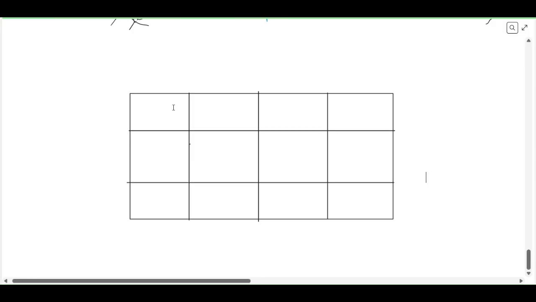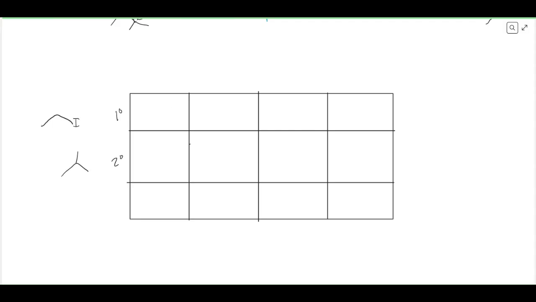We'll start off with our substrates. For our substrates, you can have a primary substrate, which looks like this. Say I is basically our leaving group. So this is what a primary substrate looks like. And then secondary looks like this. And then tertiary.